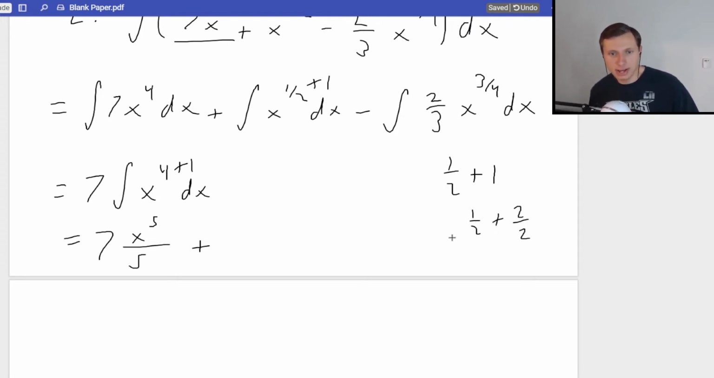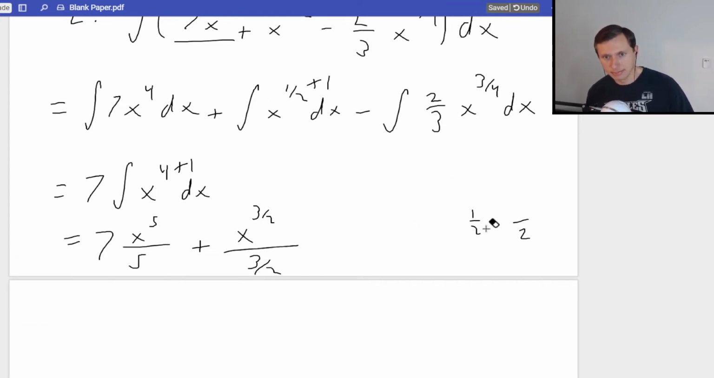Okay, 1/2 plus 2/2. That would be then x to the 3/2 power. 1/2 plus 1 is 3/2. X to the 3/2 divided by 3/2. We'll simplify that in the next step. But that's it for the middle term. I'm going to clear some space here. And now we need to focus on the last one.